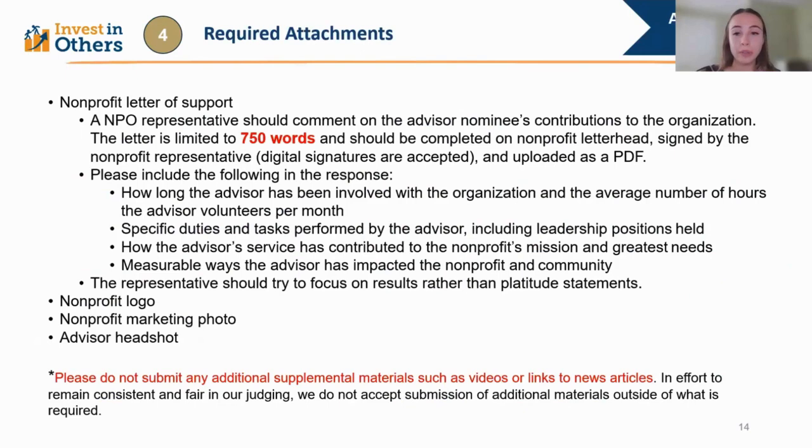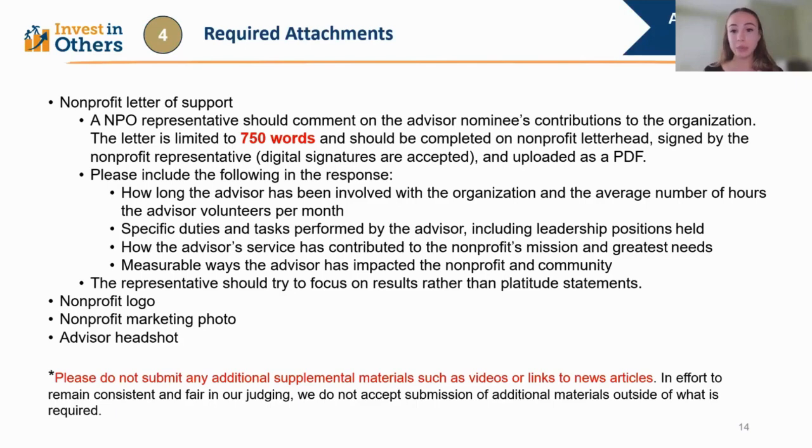Okay, so the required attachments, your nonprofit letter of support is a really critical component of the judging process. So this should be written by a representative of the nonprofit, typically the ED or another executive that works closely with the nominee. If your nonprofit doesn't have a professional staff, then this can be written by a board member or a volunteer whom you work closely with and can speak well to your contributions.